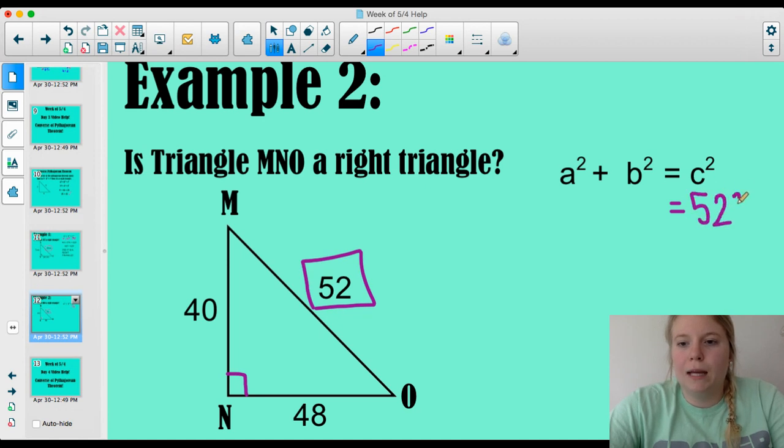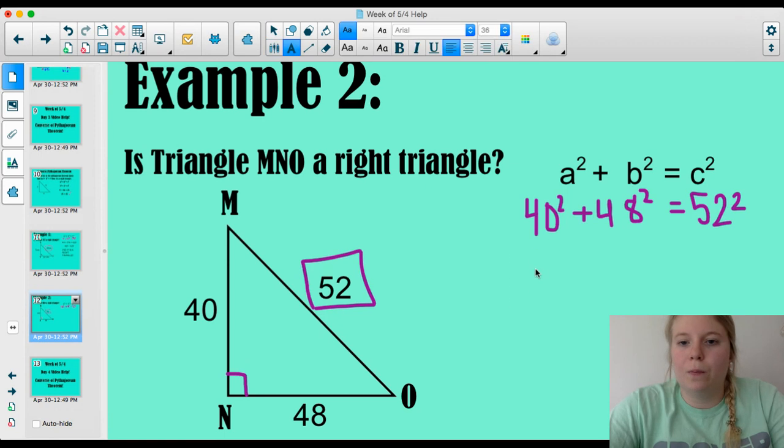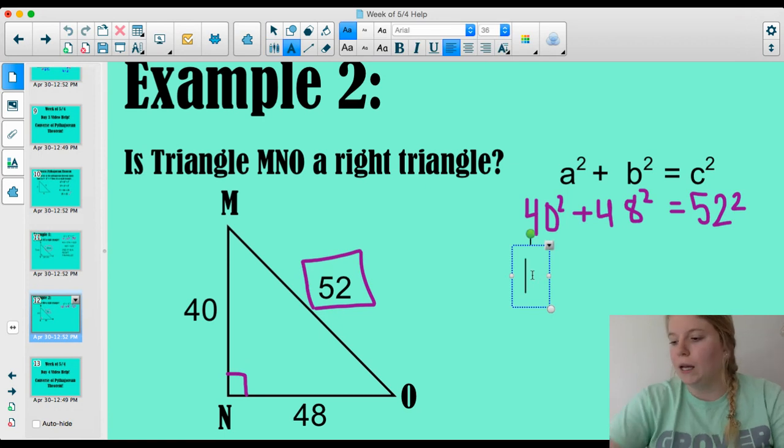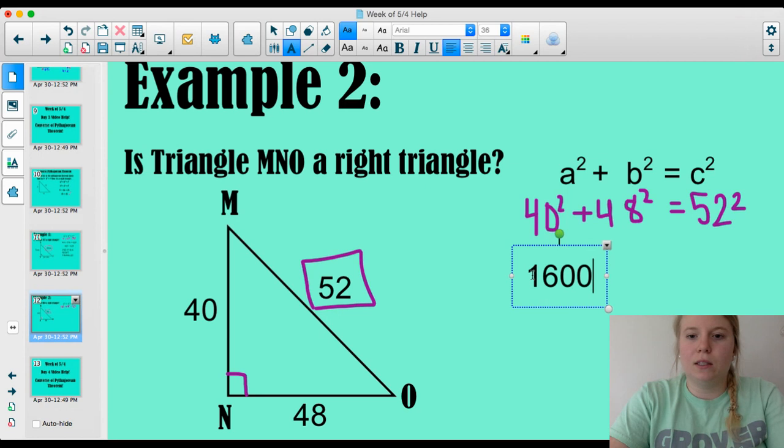Which one is my a and my b? It doesn't matter. They're both legs, so I can do 40 squared plus 48 squared. Now I need to see, does 40 squared plus 48 squared equal 52 squared? Let's find out. 40 squared is 1,600. 48 squared is 2,304.